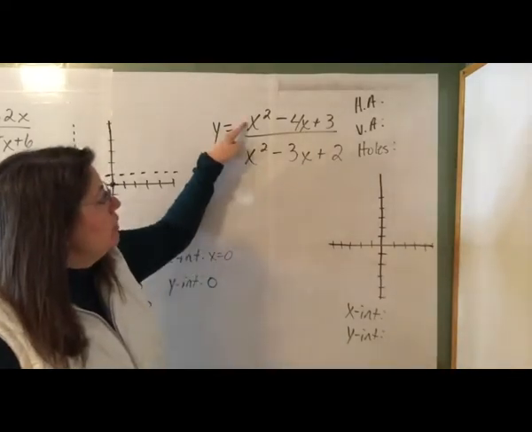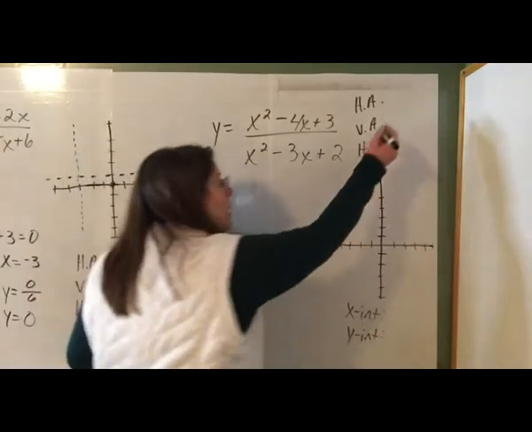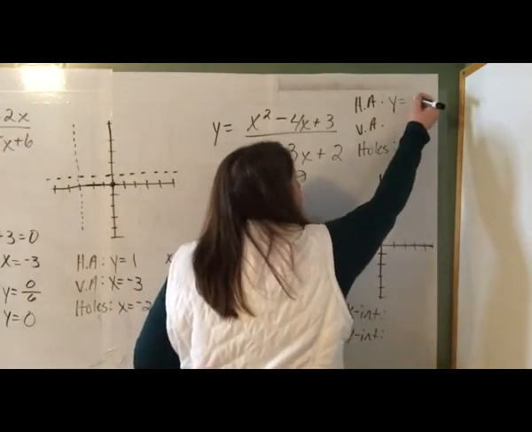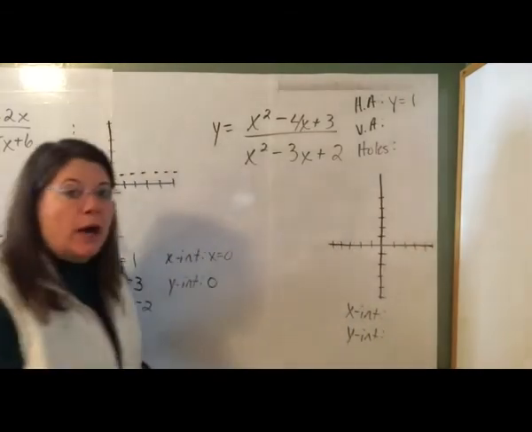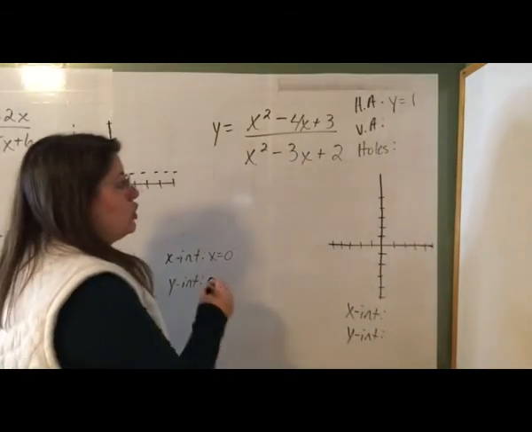The leading coefficient here is 1. So our horizontal asymptote is y equals 1/1, or 1. For our vertical asymptotes and holes, we're going to factor.